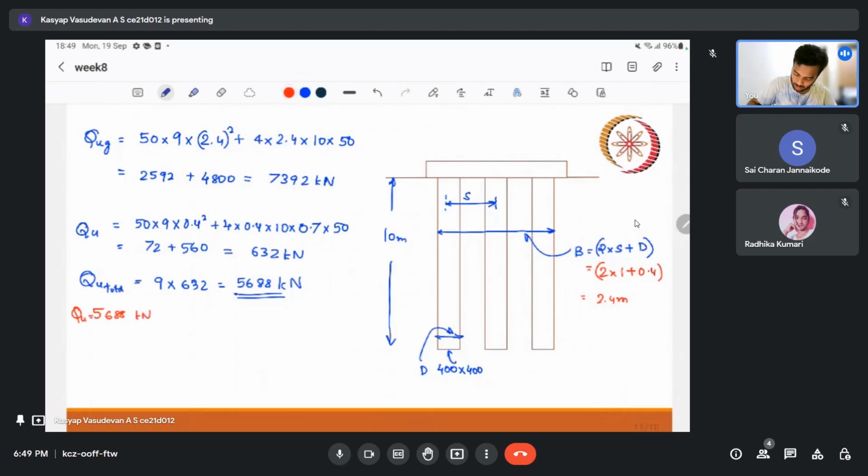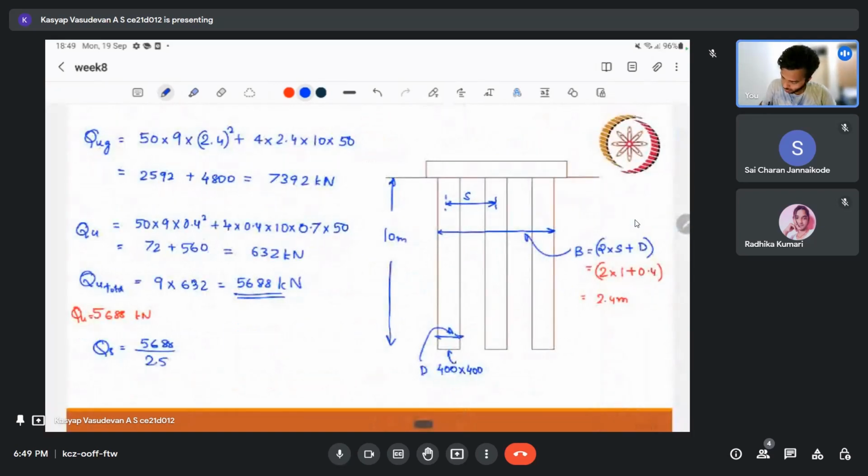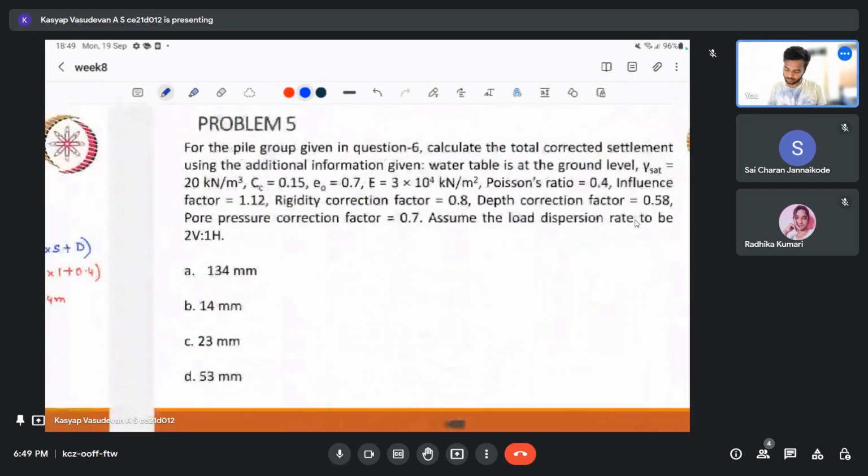So what is our safe capacity? QS is equal to 5688 divided by our factor of safety, which is 2.5. So that will be 2275.2 kilonewton. So this is our safe capacity of the pile group. So yeah, we have an option also. That is the idea.